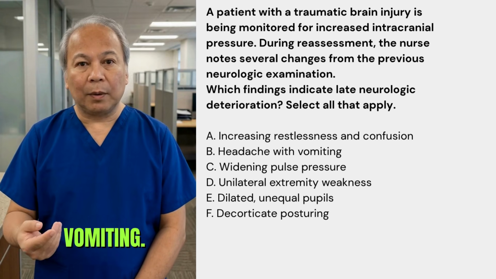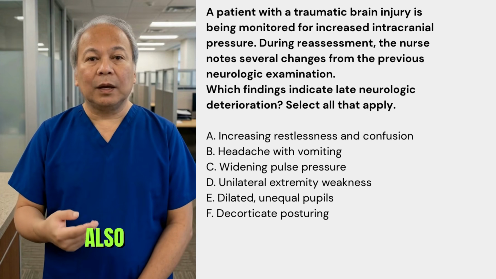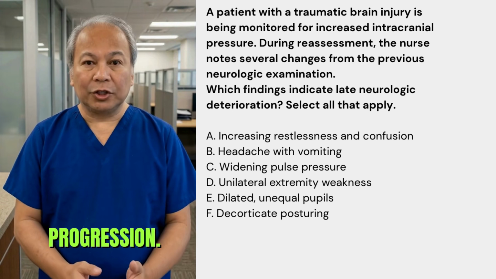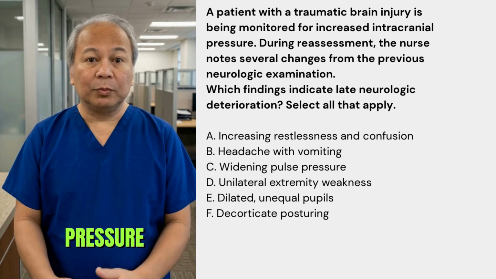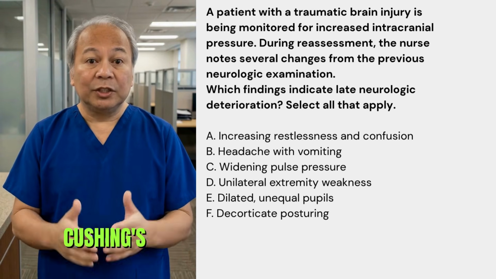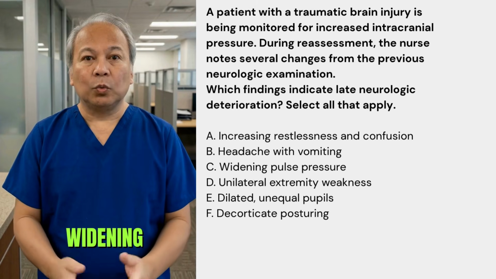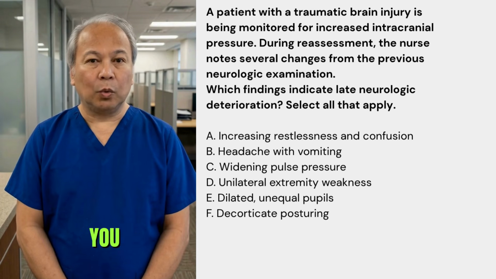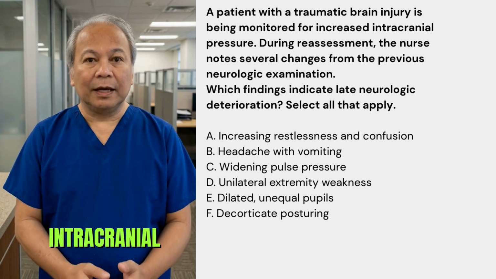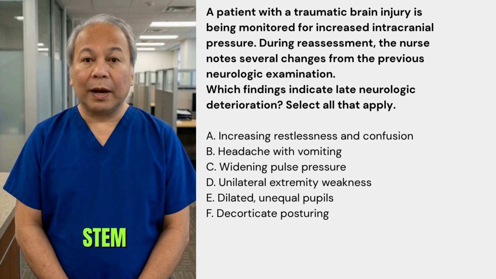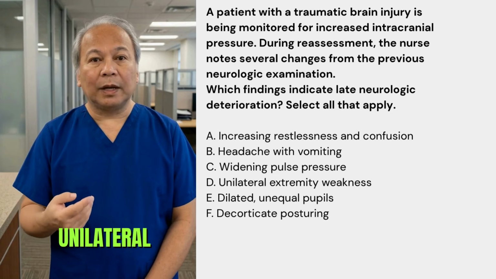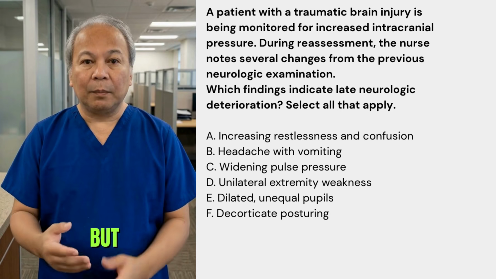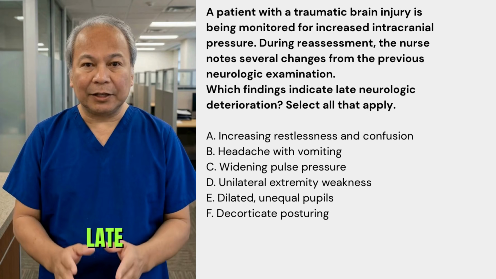B. Headache with vomiting. Headache and vomiting are also common findings with increasing ICP, but they can occur earlier in the progression. C. Widening pulse pressure. Correct. This is part of Cushing's triad. Cushing's triad includes widening pulse pressure, bradycardia, and irregular respirations. When you see this pattern, think significant intracranial pressure and possible brainstem compression. D. Unilateral extremity weakness. Incorrect. Motor changes are concerning, but weakness can appear before the classic late findings.